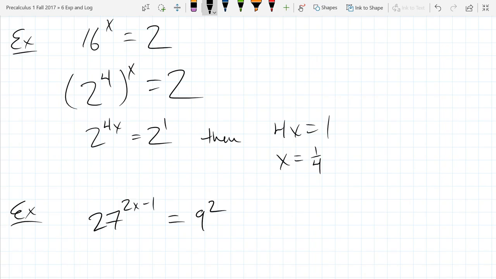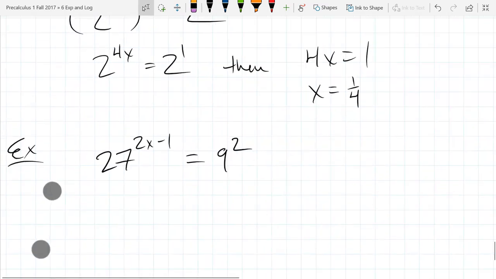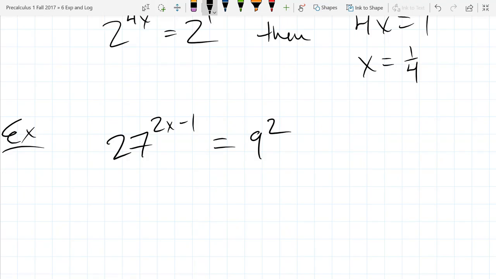All right, next example has base 27 and base 9. So I can't really write 27 as 9 to a power very easily. I can if I'm very careful about it. But 9 squared is not 27. Is there a common base that I can use here? Ah, I like it. Let's go with 3. 3 is a good base.